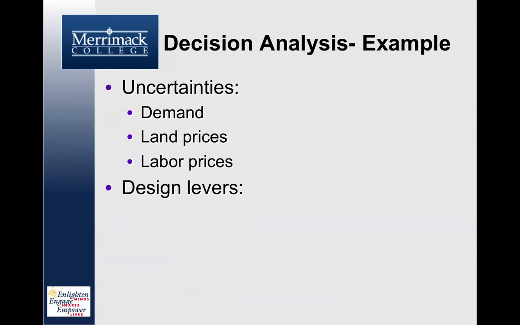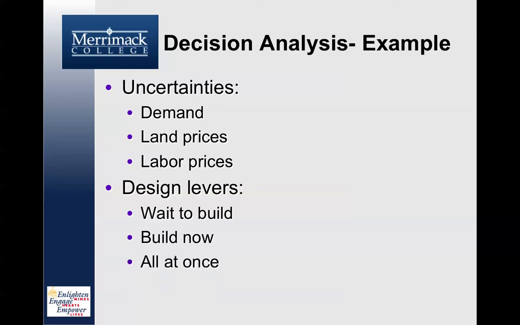And the design levers for this simple example: if we think land prices are going to go down, we could wait a year to build and get a better deal on the lease. Or we could wait a year and get a better deal on labor prices, construction costs. Or we could build now. So there are a couple of different obvious choices.